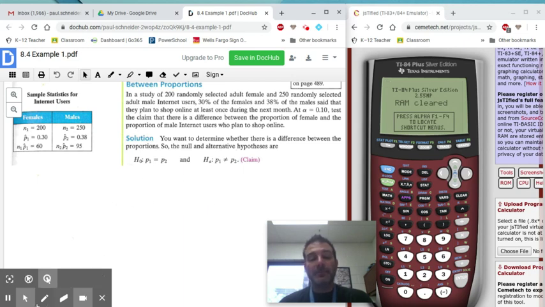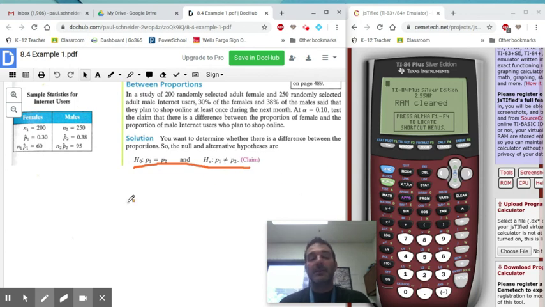So if we look at our null and alternative hypothesis, it is already written. The claim is this one, that there is a difference, so it does not equal right here. So let's go and try and get our p-value very quickly.